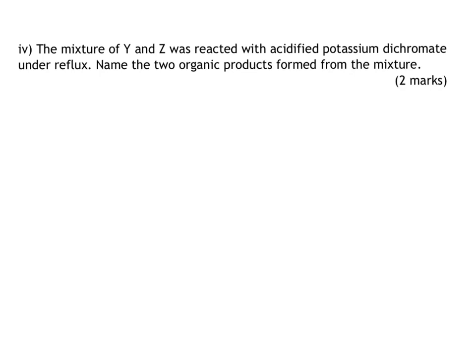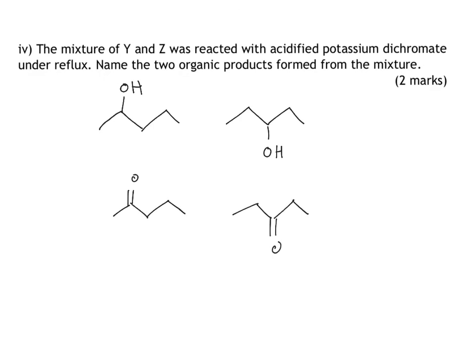And then, very last bit, the mixture of Y and Z was then reacted with acidified potassium dichromate under reflux. So I have, doesn't matter which one's Y and Z, we're not expected to know because there's no information to tell us that, but I've got pentan-2-ol and pentan-3-ol. I'm just going to oxidise them, and they're both secondary alcohols, so I can't make a carboxylic acid because the OH is not on the end of the chain, so I'm basically just going to make 2 ketones like that.